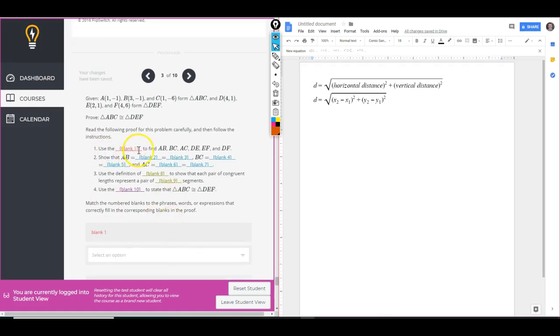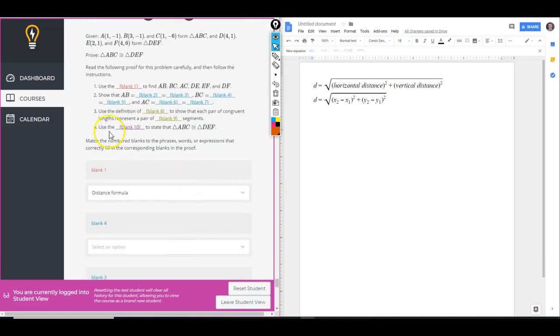So use the blank to find the distance of AB, the distance of BC, the distance of AC, the distance of DE, the distance of EF, and the distance of DF. So I'm looking at this and seeing how it's read. This is read as the distance from A to B, so we're going to be using a distance formula to find those distances since it is not given.